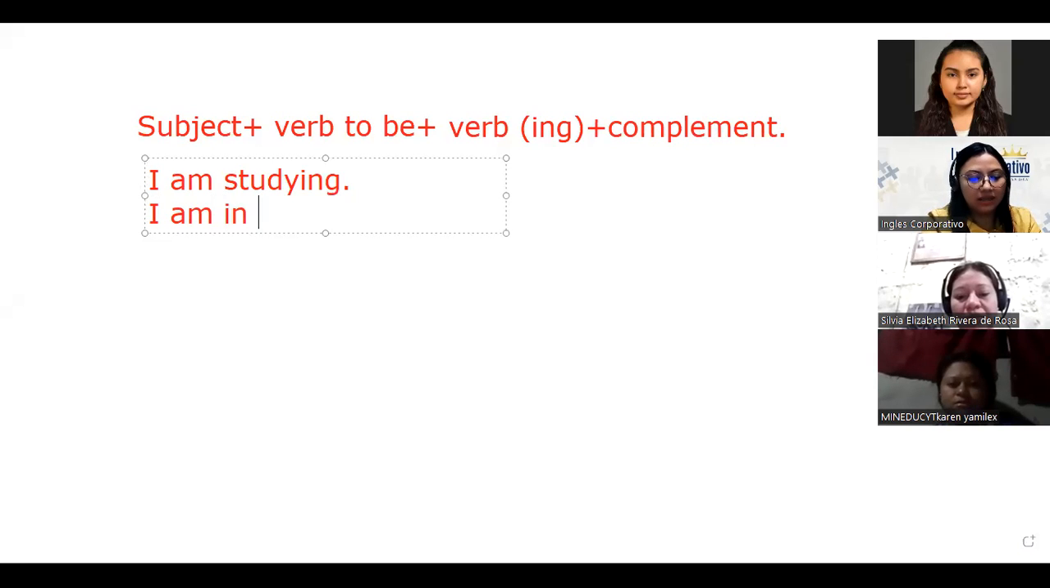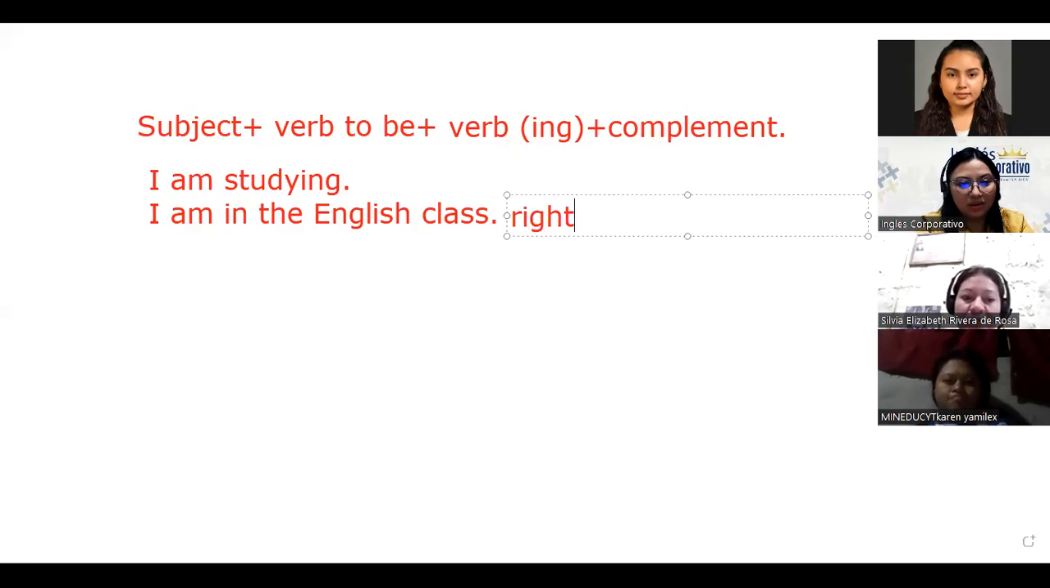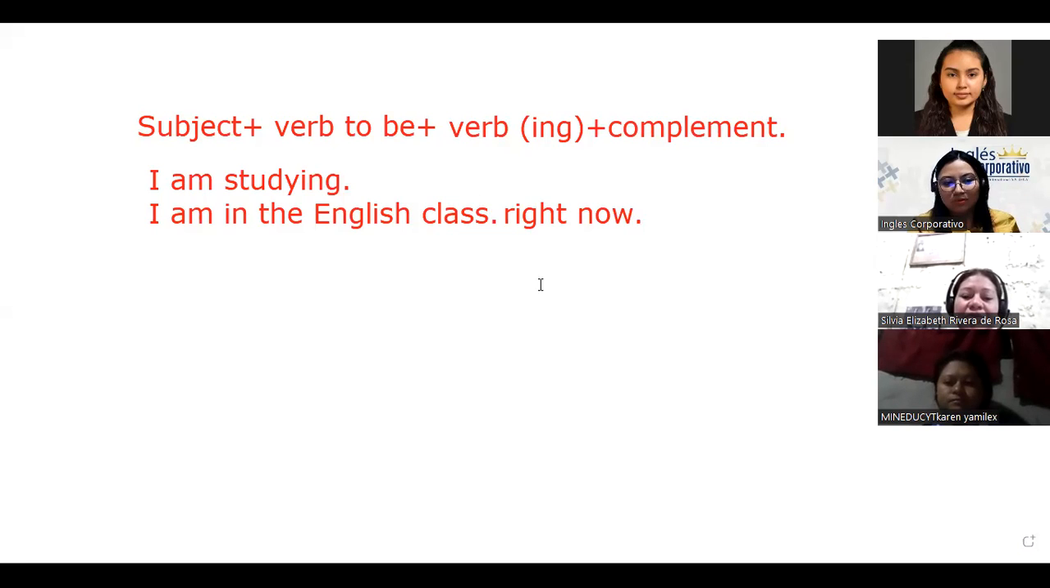I am in the English class. Right now. Miren la segunda. I am in the English class. I am studying. ¿Será que podemos responder también con I am in the English class? Sí, se puede, pero no sería presente continuo. Fíjense que sí la podemos convertir y alguien dijo la respuesta. Solo le agregamos la expresión right now. Ahí sí ya se convierte en algo que está pasando en este momento. I am in the English class right now. Pero si solo digo I am in the English class, no es algo que esté pasando, ¿ok? I am in the English class right now. But we better practice. Practiquemos solo la segunda opción.